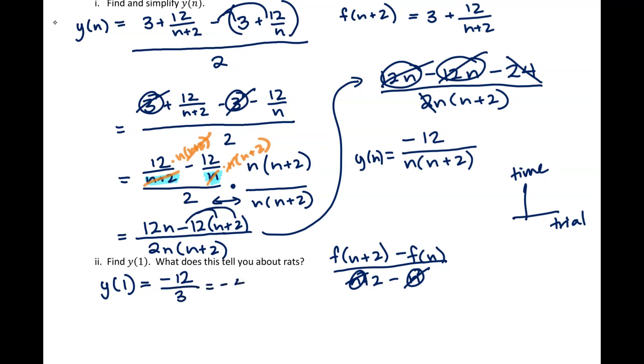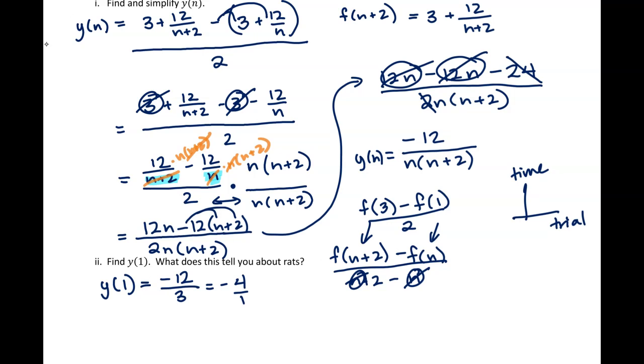So -4. And I'm going to keep that over 1 because I've already kind of established here that what that really is an average rate of change. So we're saying n equals 1. So this would be f of 3 minus f of 1 over 2. Okay, so from trial 1 to trial 3, the time decreased by 4 minutes per trial on average. So that's pretty good, dropping 4 minutes per additional trial on average.